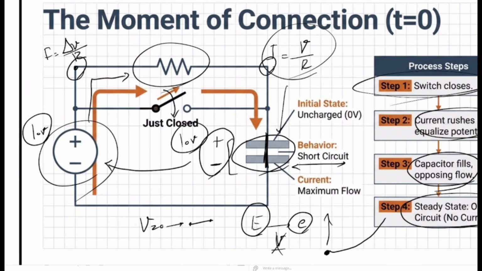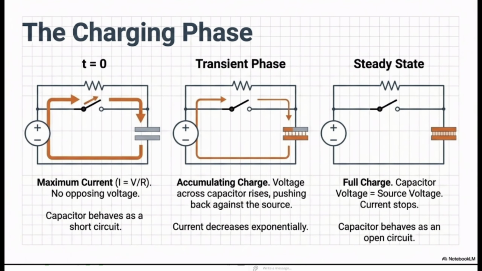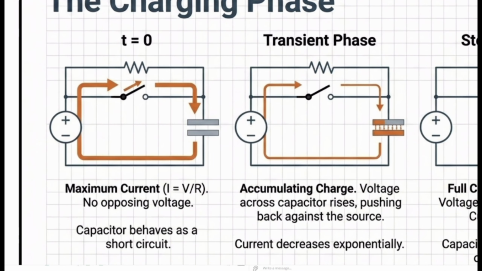That's why at the beginning, my current is considered the maximum current. And after some time, which we call tau, that I will talk about in detail, I don't have any voltage difference, so I don't have any current. That is very important. So let's consider this matter from the beginning to the end. As I just told you, at t equals 0, we have the maximum current.